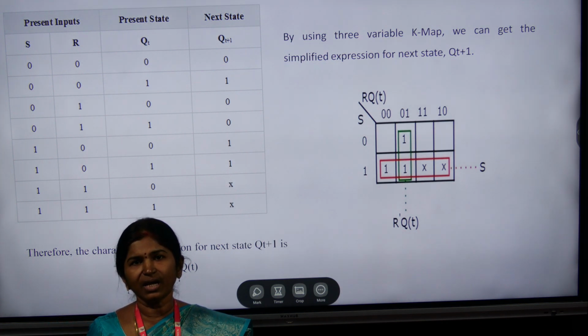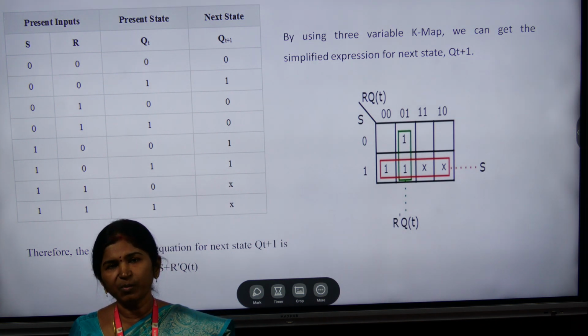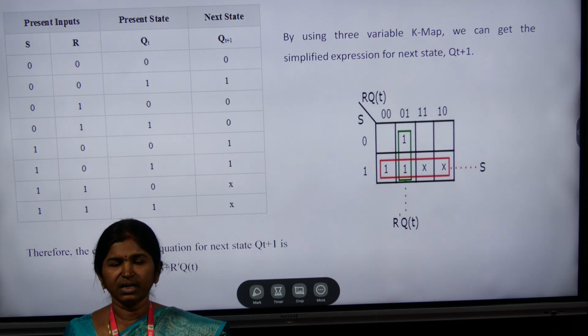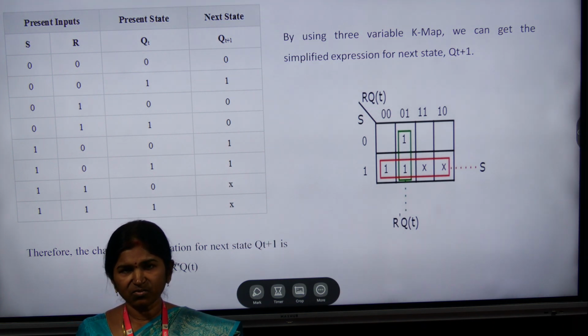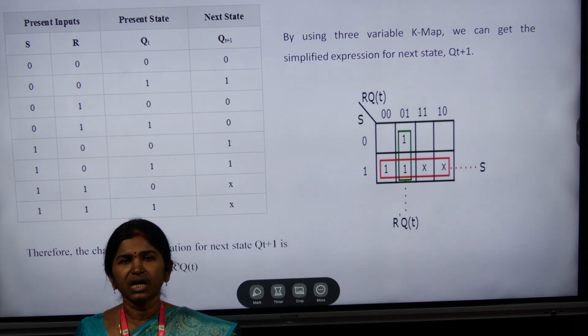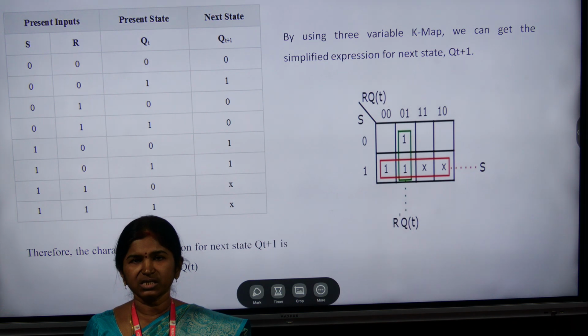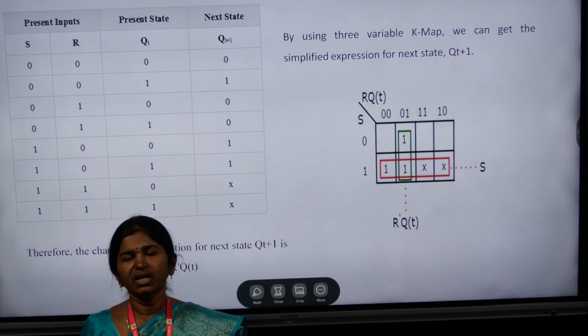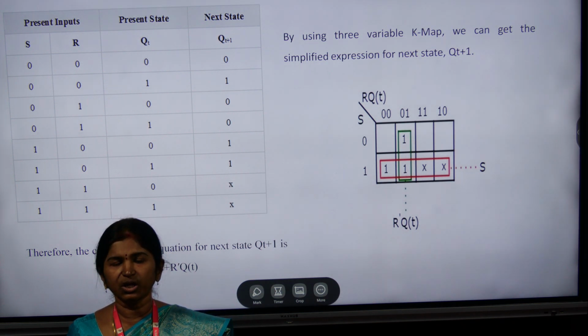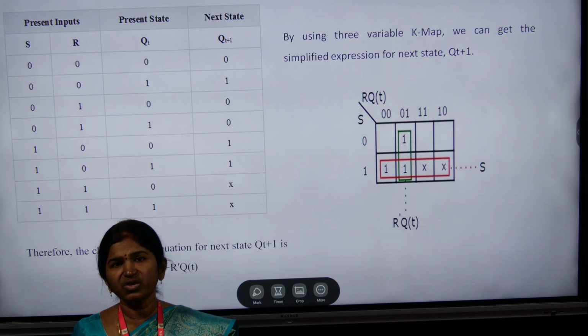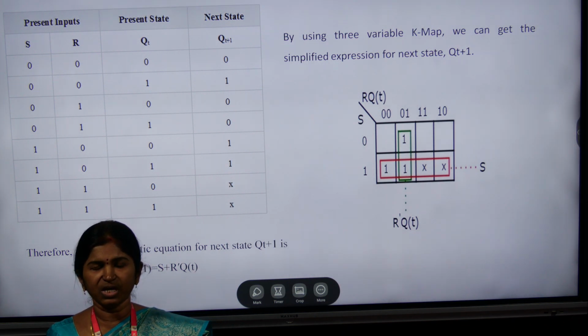Next, when I give the value of S as 1 and R as 0, the flip-flop is set. So when the S value is 1, the flip-flop is set, and when the S value is 0, the flip-flop is reset. On the fourth condition, both S and R values are 1. Then the output goes into the forbidden state, that is, an invalid state. So this is the truth table of the SR flip-flop.